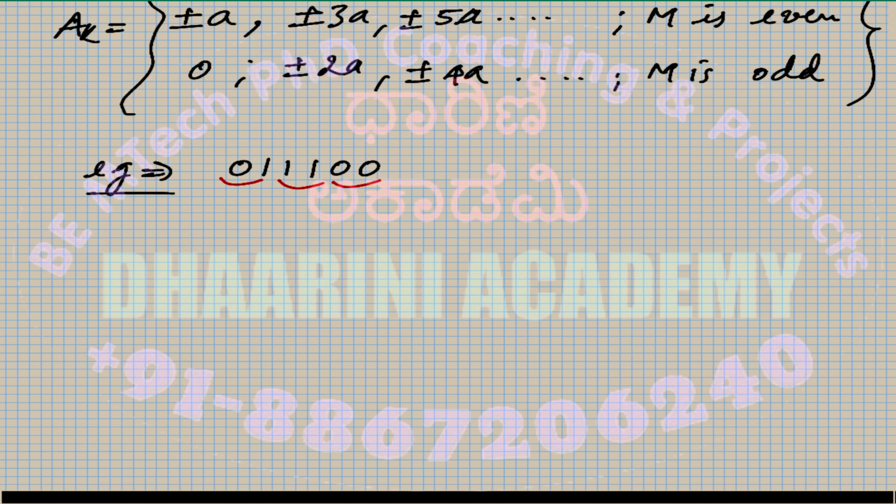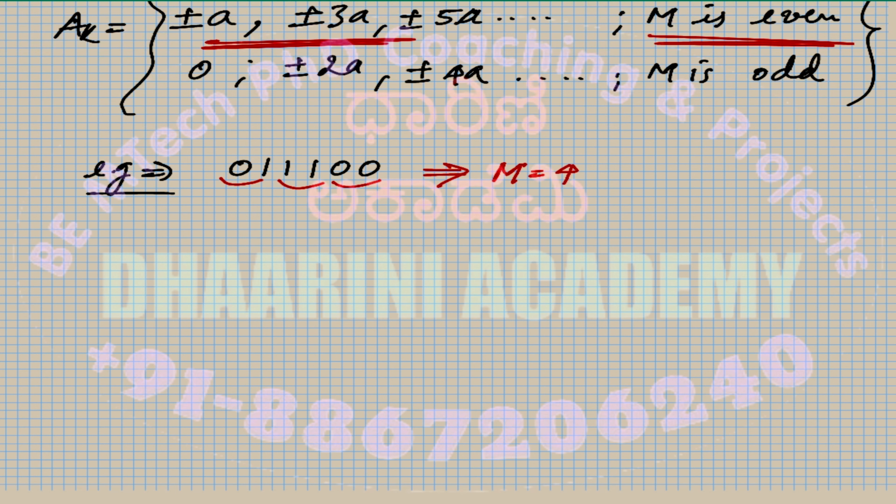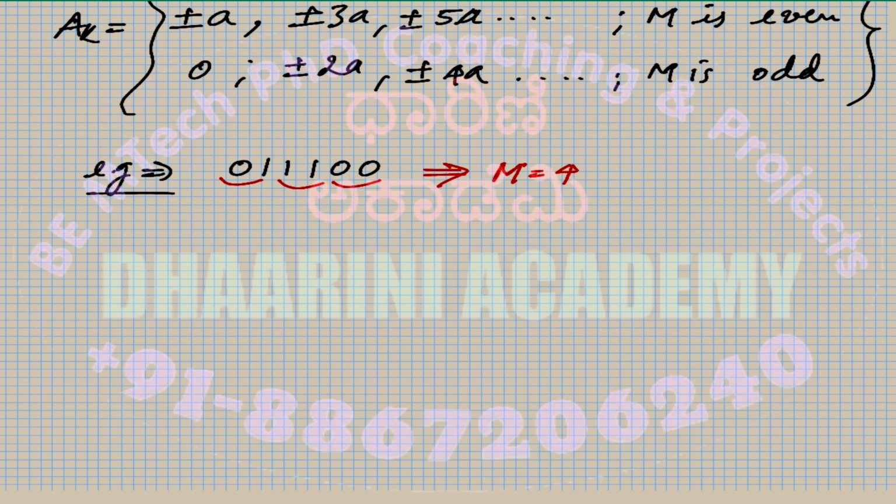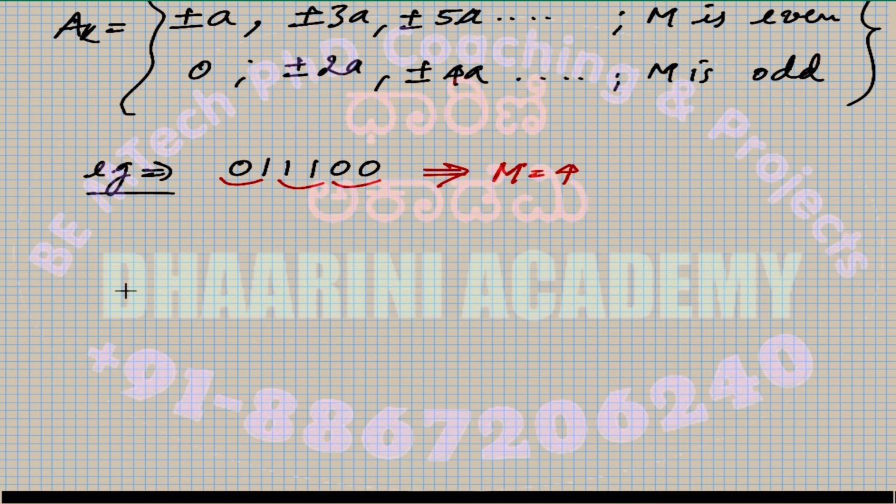If at all I want to do this, now I can understand from this that the number of levels should be 4. So when I say the number of levels should be 4, this falls under the M is even case, and the 4 levels are plus A, minus A, plus 3A, minus 3A. Correct? I just decide that straight forward from this equation. Now, let's see how this looks like.